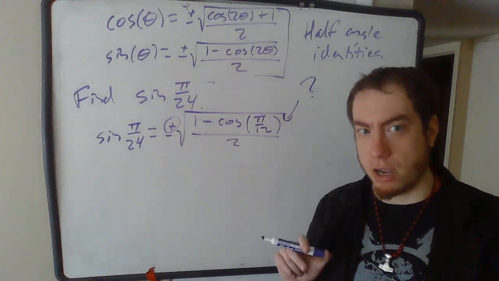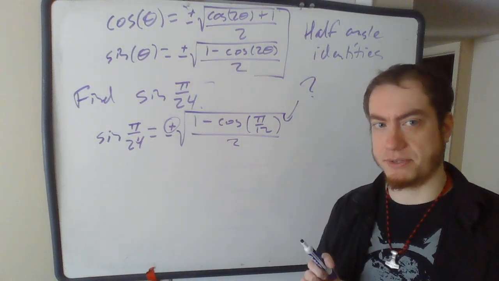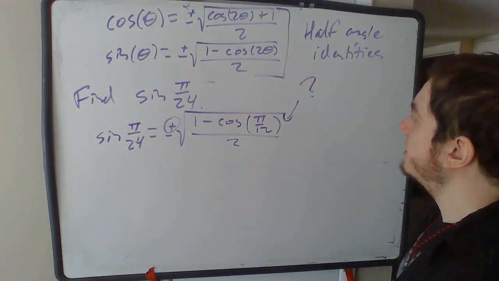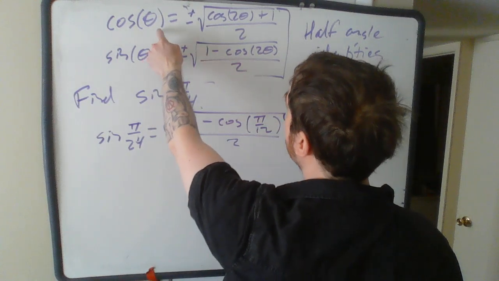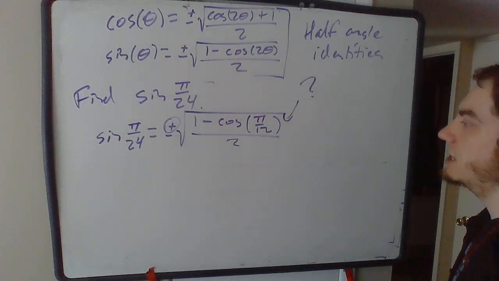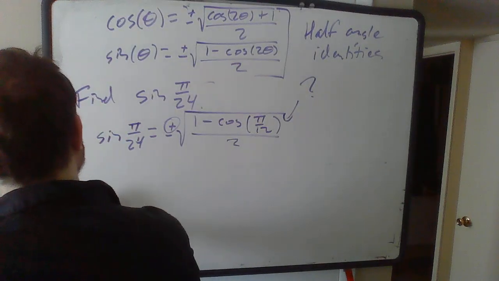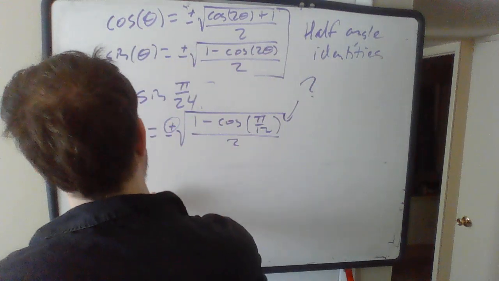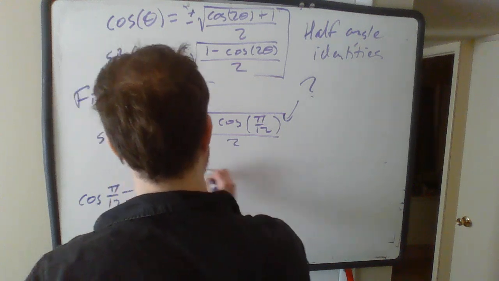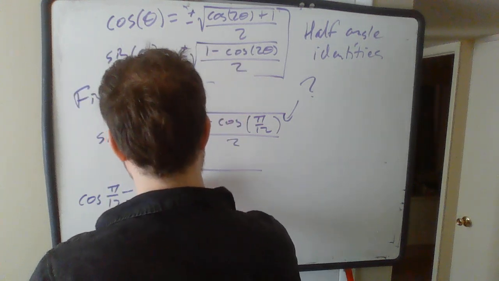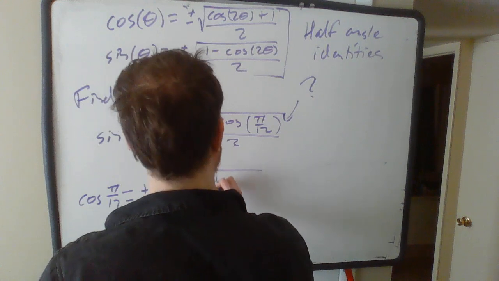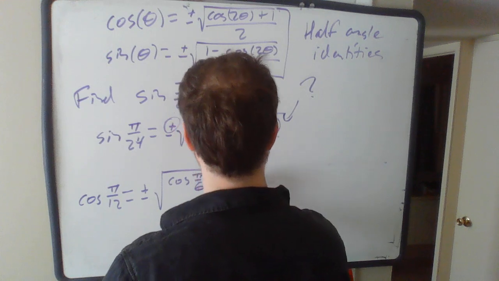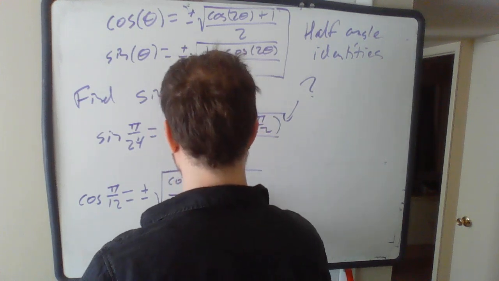Does that mean we are stuck, though? Take a minute and think about this. What could I do to figure this out? Well, the answer is, to figure this one out, I can just apply the cosine half-angle identity. So I can say the cosine of pi over 12 is equal to plus or minus the square root of, whoops, why did I write a pi over 2? Cosine of pi over 6 plus 1, divided by 2.